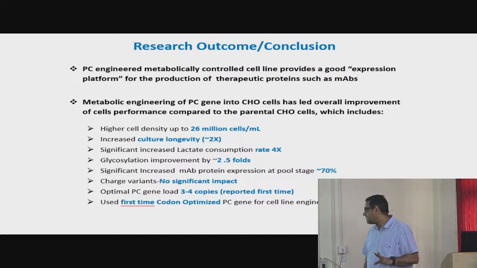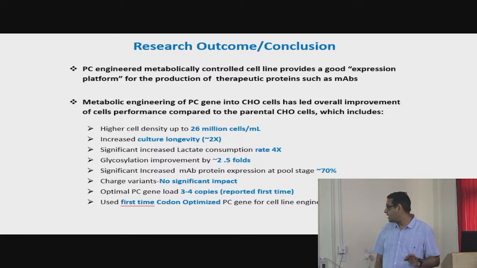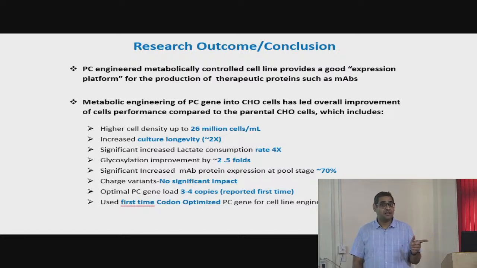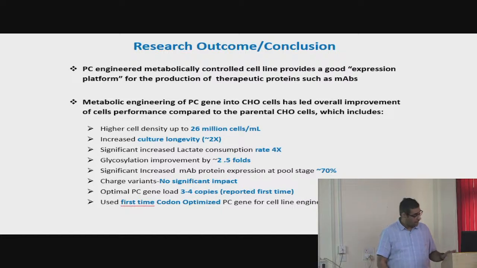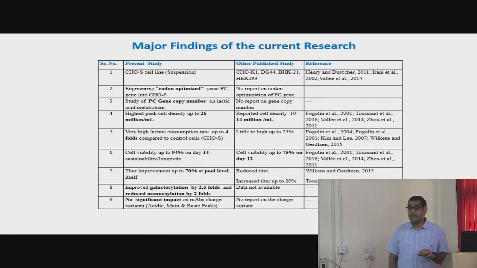Then optimal PC gene 3-4 copy number, this is reported for the first time by our lab. Then we also used, for the first time, codon optimization. There were earlier studies, but they didn't use codon optimized aspects for cell line engineering and metabolic engineering together. So we did this study, and you see this is a comparative.